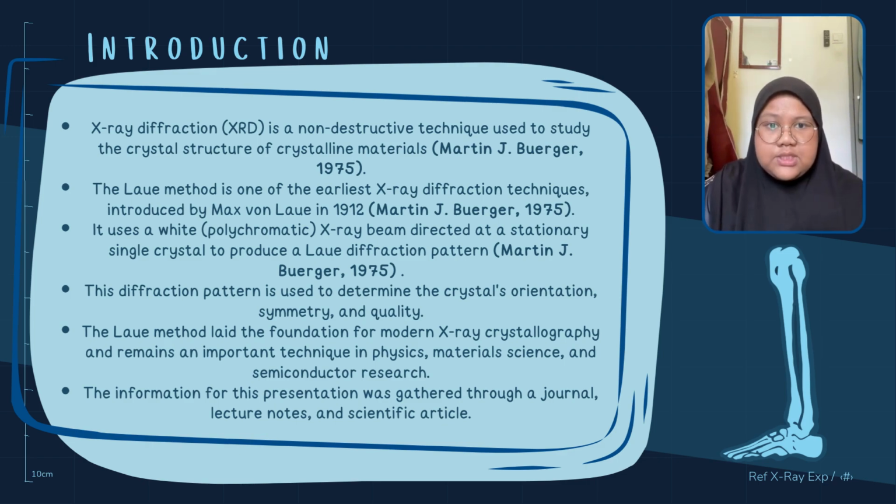The Laue method works by shining a white or polychromatic X-ray beam onto a stationary single crystal. When the X-rays interact with the crystal, they produce a unique diffraction pattern called the Laue pattern. By studying this pattern, scientists can determine the crystal orientation, identify its symmetry, and check its quality. This information is very important for research and industrial applications.